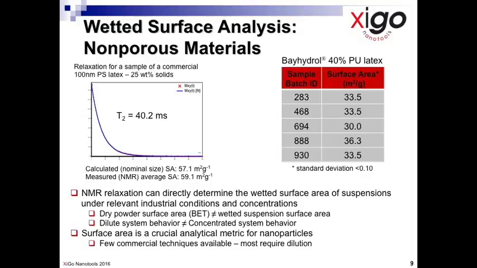So, the schematic on the left-hand side is the relaxation obtained for a 25% aqueous dispersion of a commercial polystyrene latex of nominal particle size 100 nanometers. The relaxation time was determined to be 40.2 milliseconds, which translates to an average suspension surface area of 59.1 meters squared per gram. Since the latex particles are spherical, we can calculate the surface area based on the nominal particle size of 100 nanometers, and this computes to 57.1 meters squared per gram.